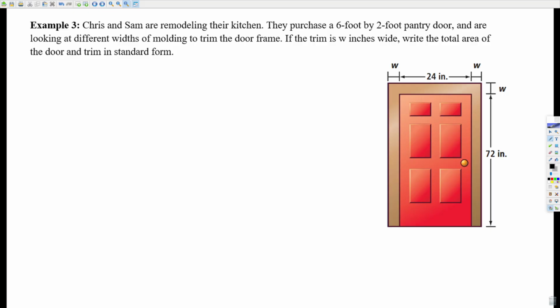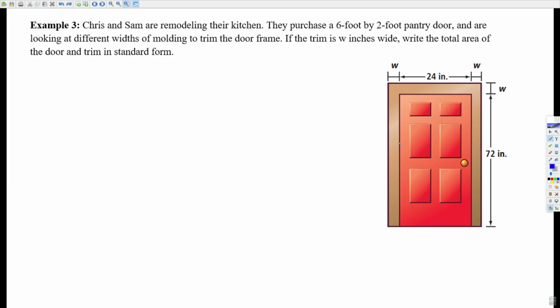All right, example 3. Chris and Sam are remodeling their kitchen. They purchased a 6-foot by 2-foot pantry door and are looking at different widths of molding to trim the door frame. If the trim is W inches wide, write the total area of the door and the trim in standard form. So if you look at a picture of this door, the door itself, we know how long and how tall it is here. It is 24 inches by 72 inches. So we know it's 2 feet here going across.